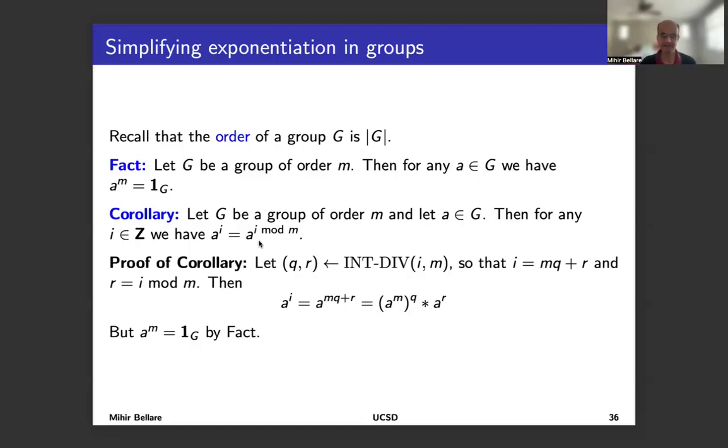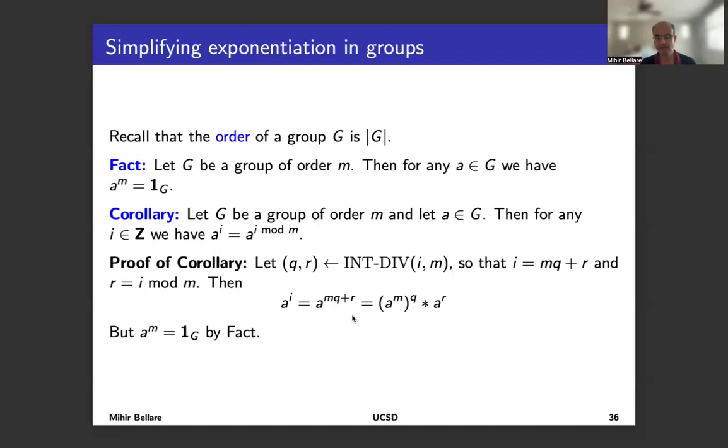It might, in this case, help to actually see why the claim is true, because there's quite a lot of intuition in the proof. So let's look at computing a to some arbitrary power I. But let's use integer division to write I as the group order times a quotient plus a remainder. The integer division function could have been run on I and m to obtain that quotient and remainder if we wanted to do this algorithmically.